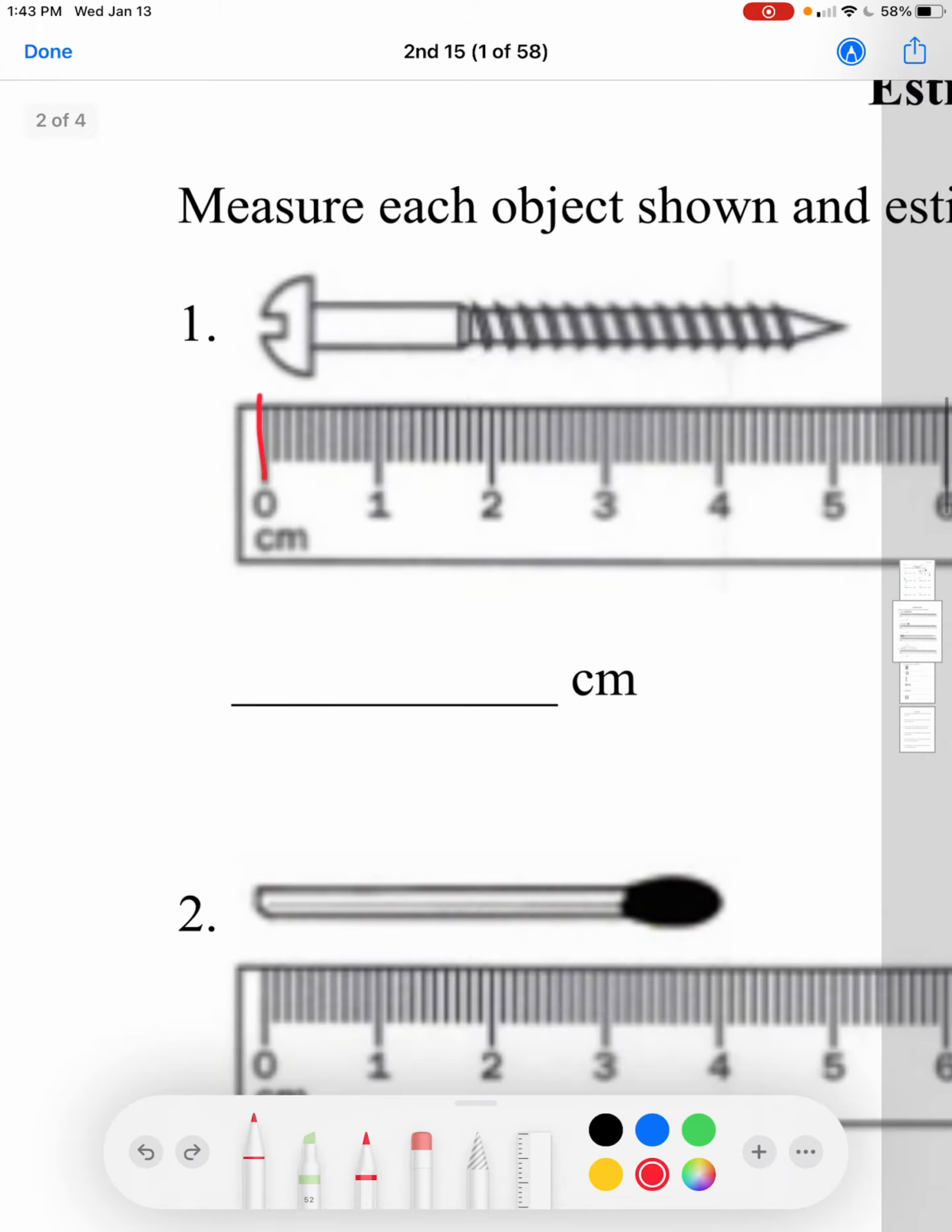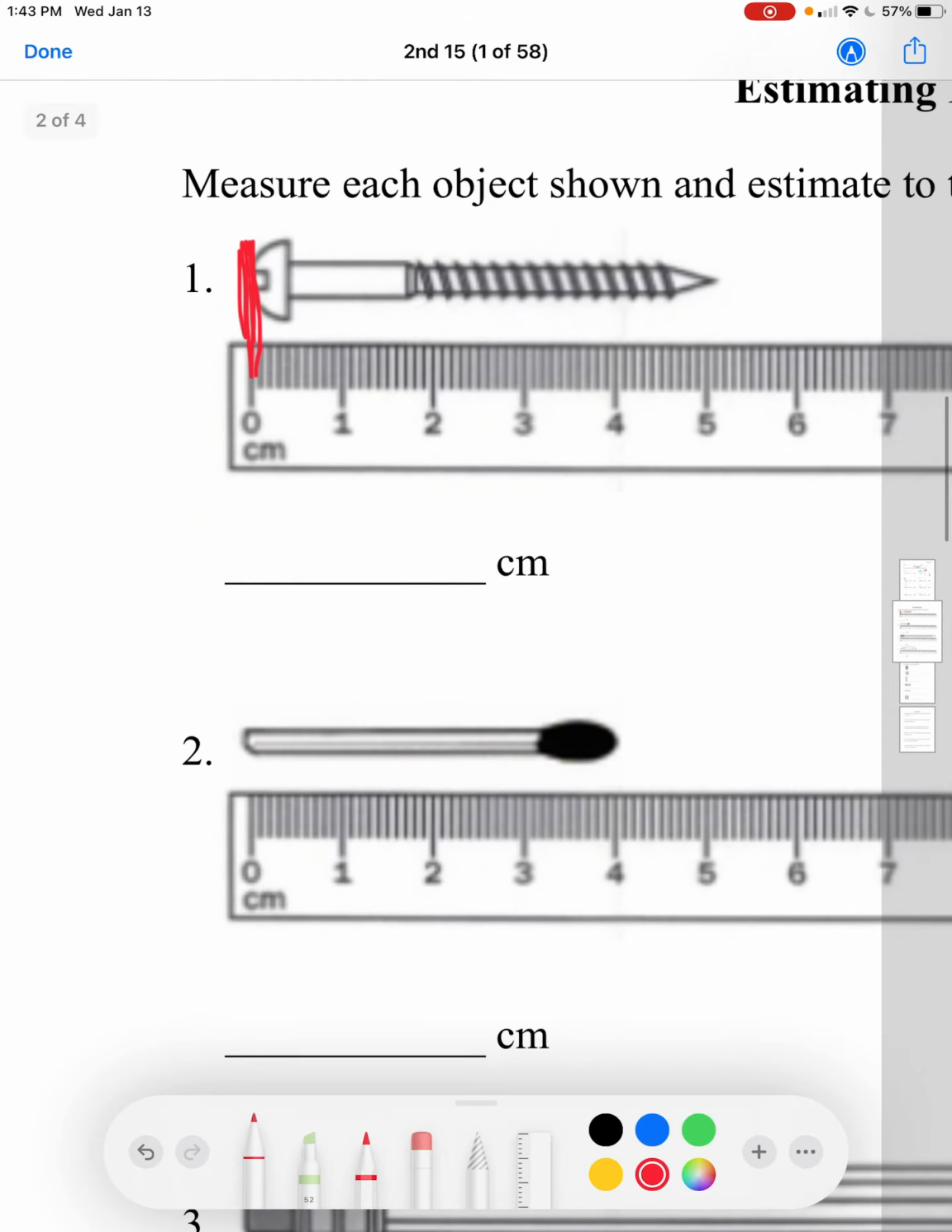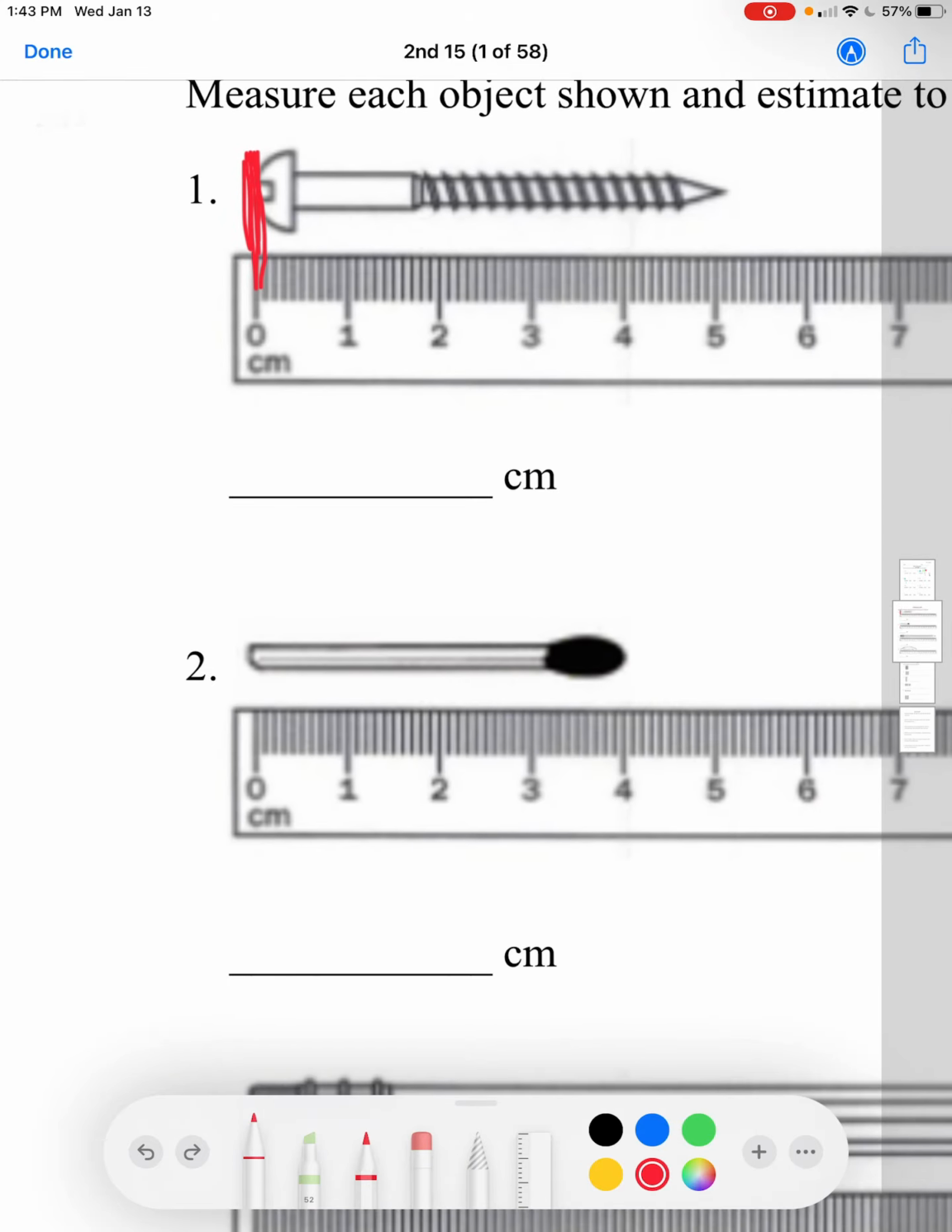So the space between the 0 right here and the 1 right here, this is 1 centimeter. From 1 to 2, this is another centimeter. So if you start from here and end here, then you have 2 centimeters. So what we're going to do is align the end of the nail at the 0 mark of the ruler, which is where we're supposed to start. We don't start at the end of the ruler, we start at 0.